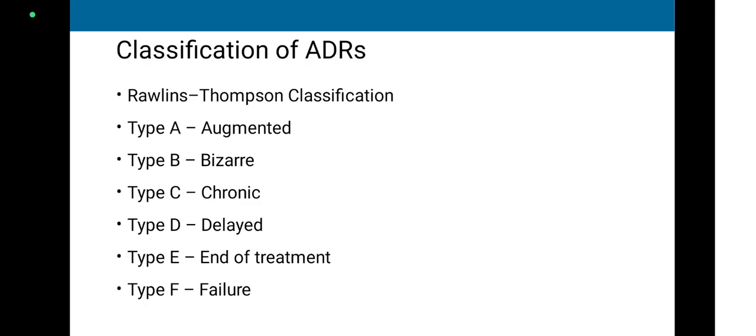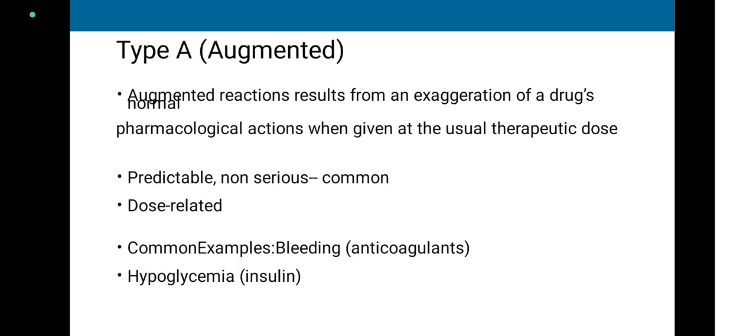And the other classification is the Rawlins-Thompson classification, and it is the most widely recognized clinical framework. That includes type A to F classifications of ADR. Now we will go in detail about each classification. Type A ADRs are also called augmented ADRs. These are dose related, predictable and common. They are an exaggeration of the drug's normal action, such as bleeding from anticoagulants or hypoglycemia from insulin. They can often be managed by reducing the dose.